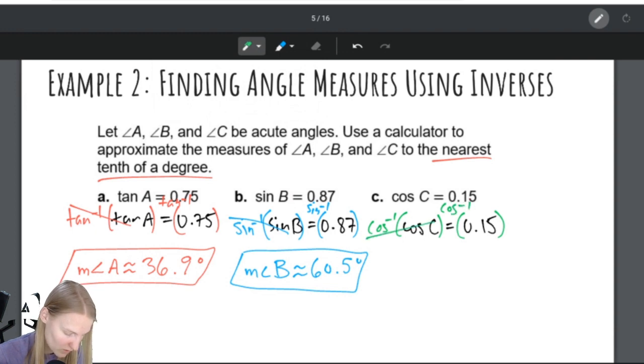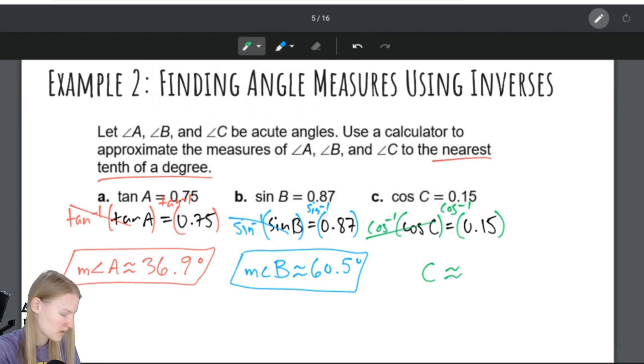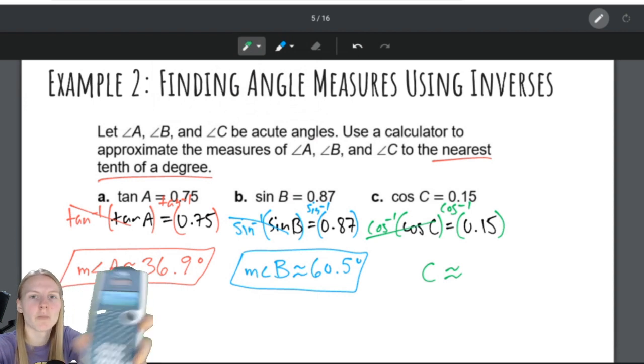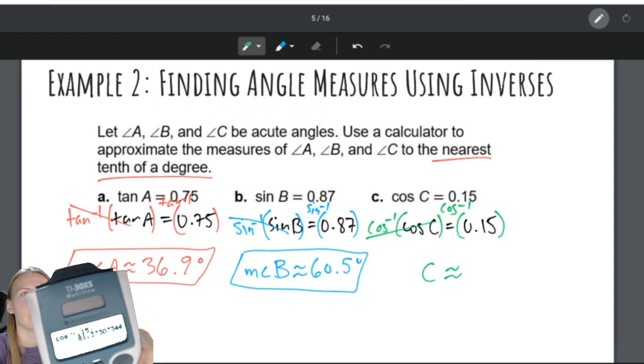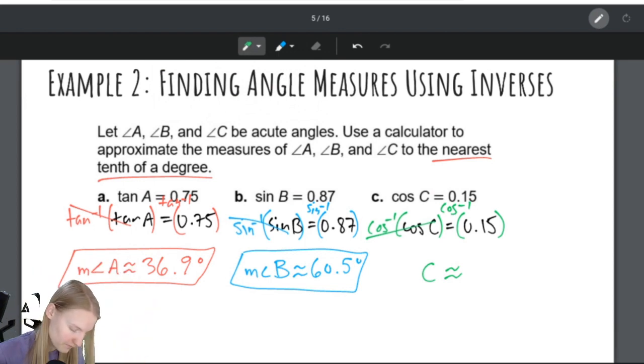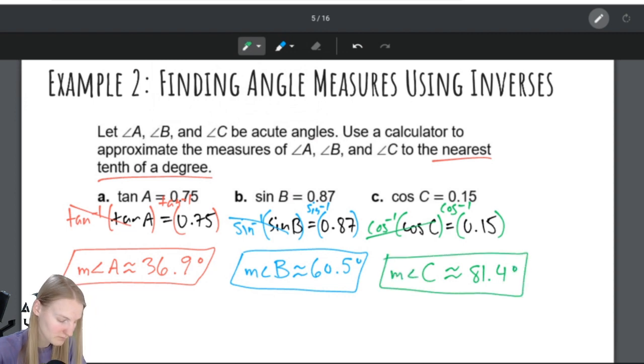Those are going to cancel each other out, and we are going to get C is approximately, what is that? Cosine inverse of 0.5. Oh, 81.4. 81.4 degrees, and that is the measure of angle C.